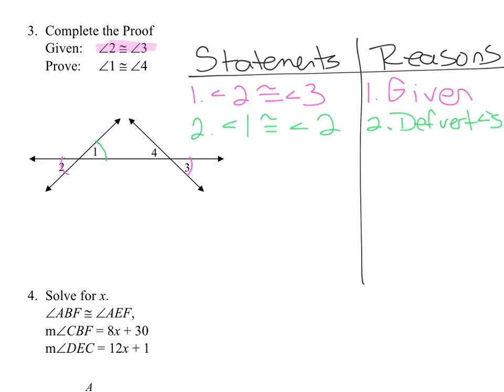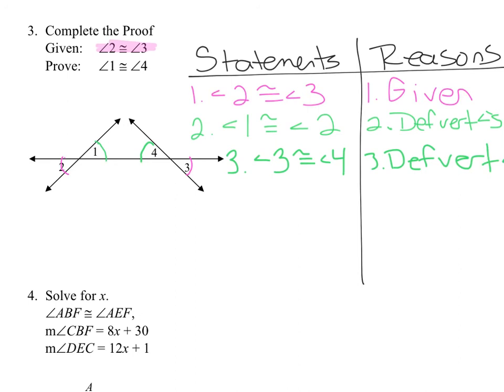I can do something very similar to get angle 4 into the proof. Angle 3 and angle 4 are vertical angles because they are right across from one another. So let me put that arc on there, and I'm going to get that into my proof. So statement 3, I'm going to say angle 3 is congruent to angle 4. And again, we knew that by definition of vertical angles.